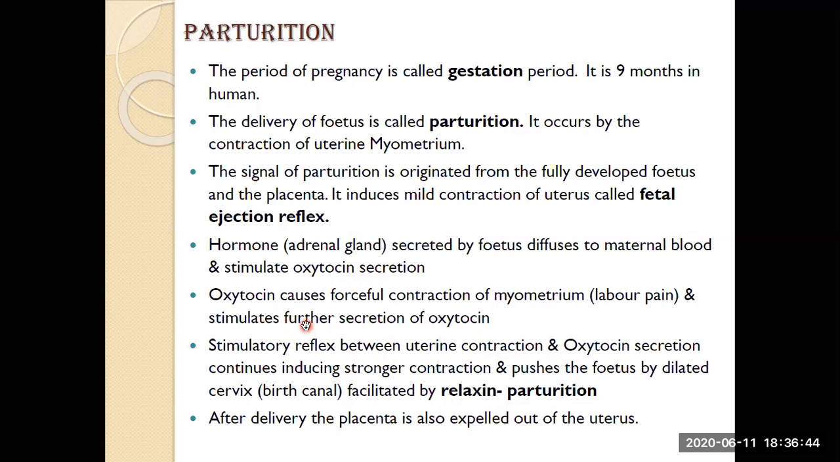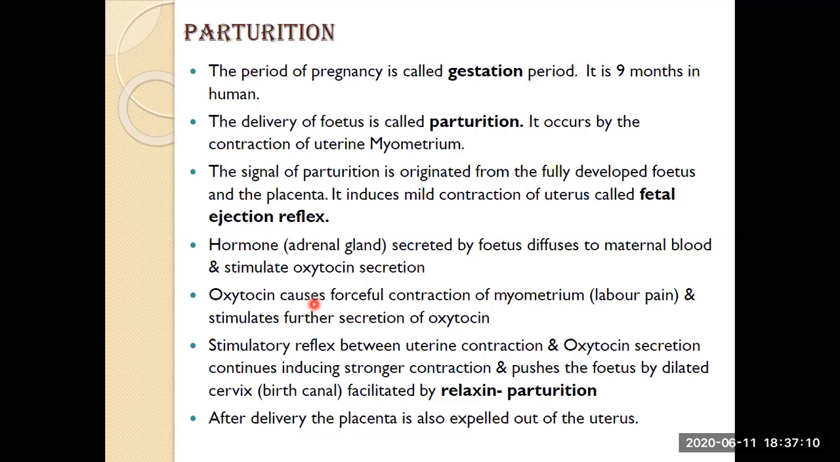And many times when the normal oxytocin is not able to come out in the blood, there is no stronger contraction, so no labor pain. At that time the baby cannot come out. At that time C sections or cesarean sections are done.